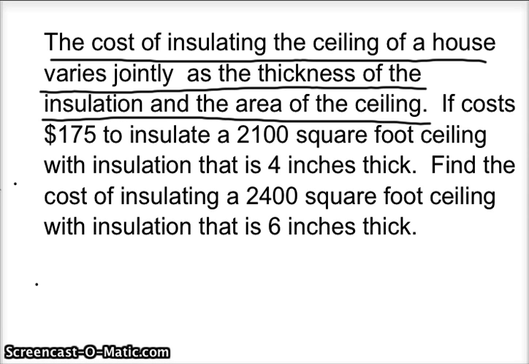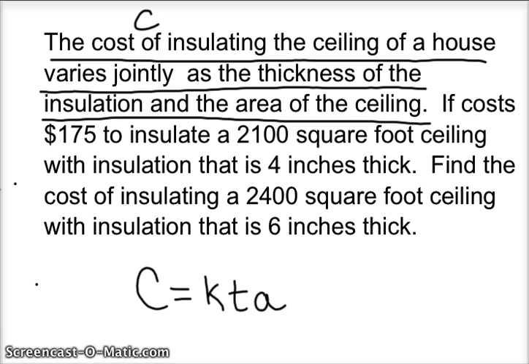So when you see that varies jointly, we've got the cost of insulation, which I'll call C for cost, of the ceiling of a house varies jointly, so C equals K times the thickness of the insulation, maybe we'll call it T for thickness, and the area of the ceiling we'll call A for area. Okay, so just like all the rest of them, we need to find that constant first, K. So the next sentence will give us that.